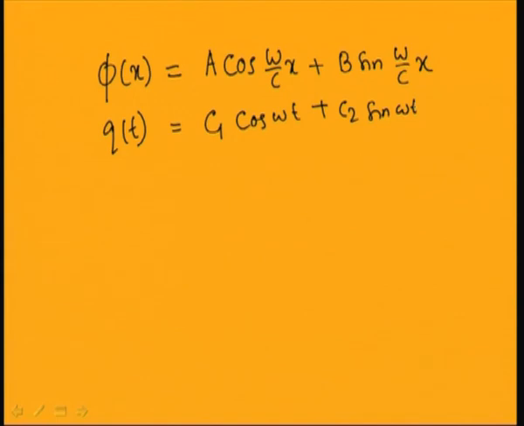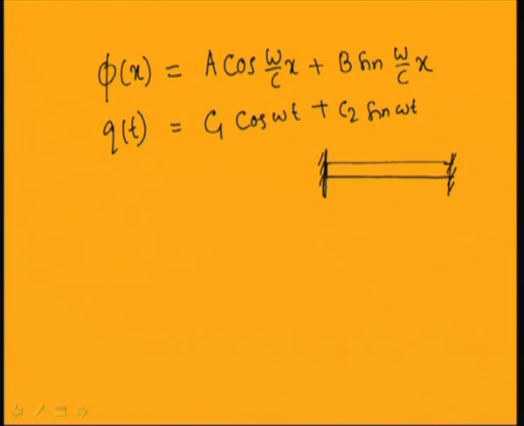So, by taking this time modulation c1 cos omega t plus c2 sin omega t and this general mode shape phi x equal to a cos omega by c x plus b sin omega by c x, now you can apply the boundary conditions in this case. In case of the fixed beam, or in this case the fixed rod, as both ends are fixed, there will be no rotation in these fixed ends.